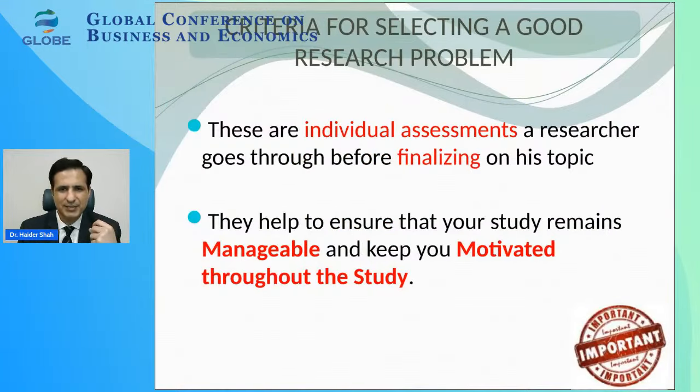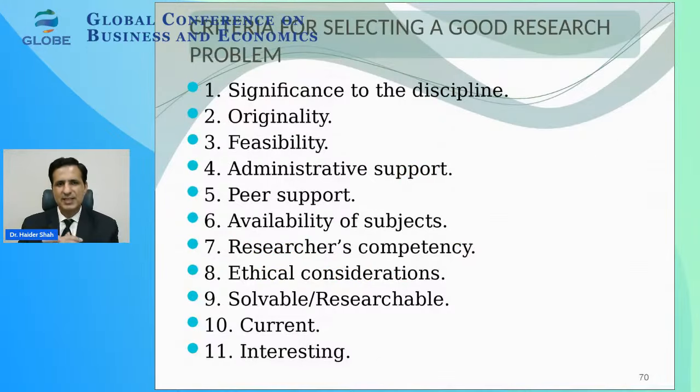And then we have the criteria for selecting the research problem. That's very important for us. Our criteria should ensure that our study is manageable and that we are motivated. If we are not motivated and it is not manageable, we will not be able to complete our study properly. So, what are the 16 points for selecting a good research problem?